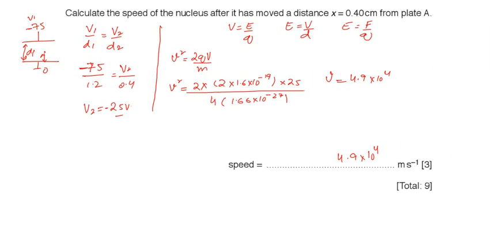So now the formula of speed we already used is v square equals 2QV over m, right? After substitution, it is 2 times 1.6 times 10 to the power minus 19, because the charge of helium is 2 protons. So 1.6 times 10 to the power minus 19 is the charge of 1 proton, times 2, right? And the volt is 25, over m, which is 4u. And 1u is equal to 1.66 times 10 to the power minus 27. So we will get 4.9 times 10 to the power 4 meter per second.